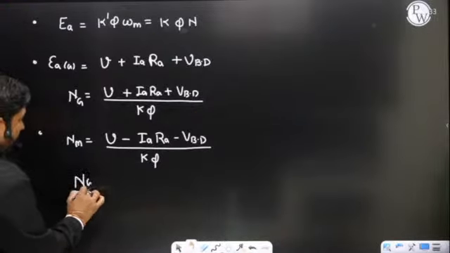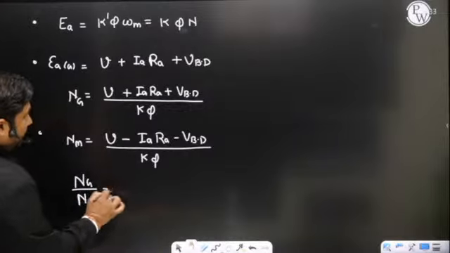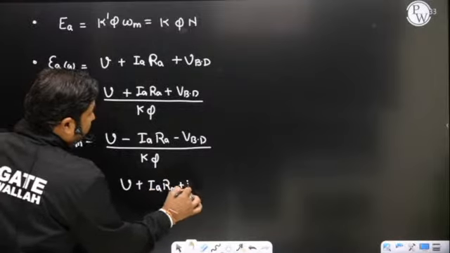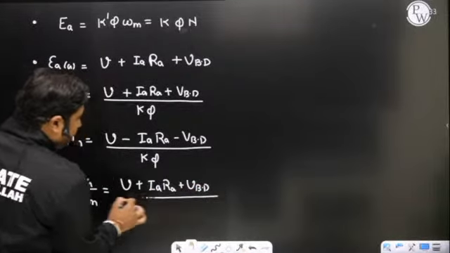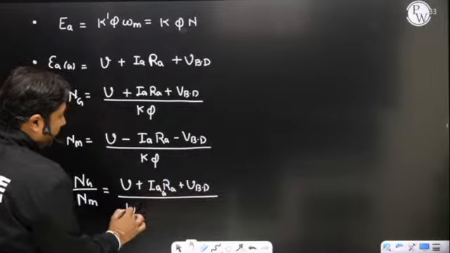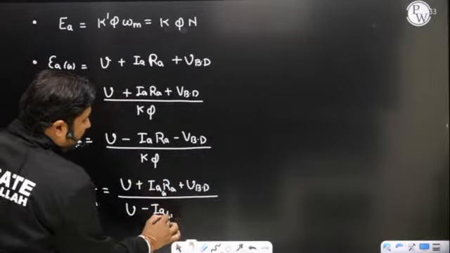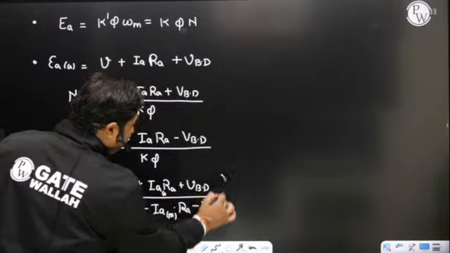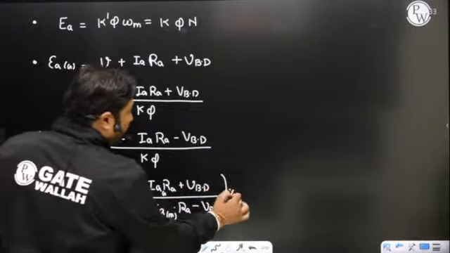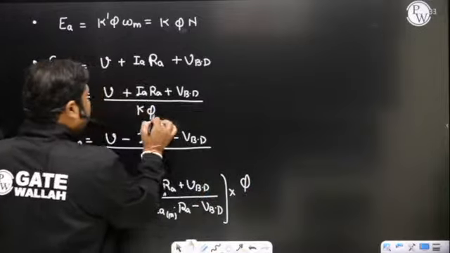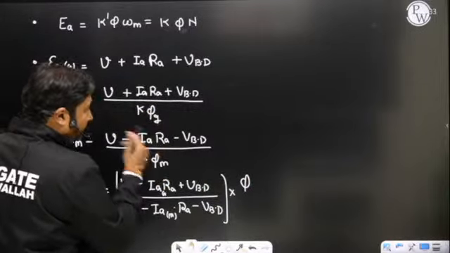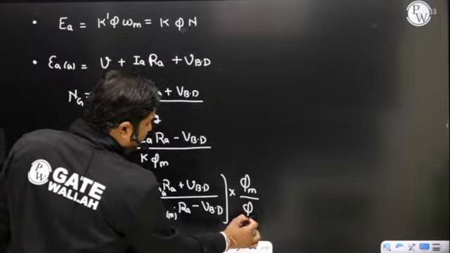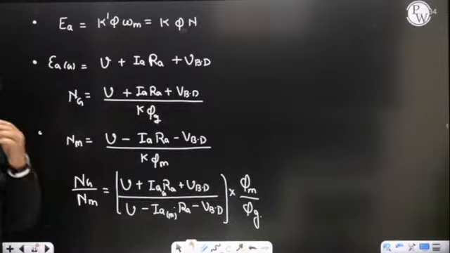So generator to motor speed will become V plus IA RA plus VBD in case of generator, and V minus IA of motor into RA minus VBD in case of motoring action. What about the field, sir? Let it be phi g and phi m. So you can write it here as phi m by phi g, inversely proportional to this flux.